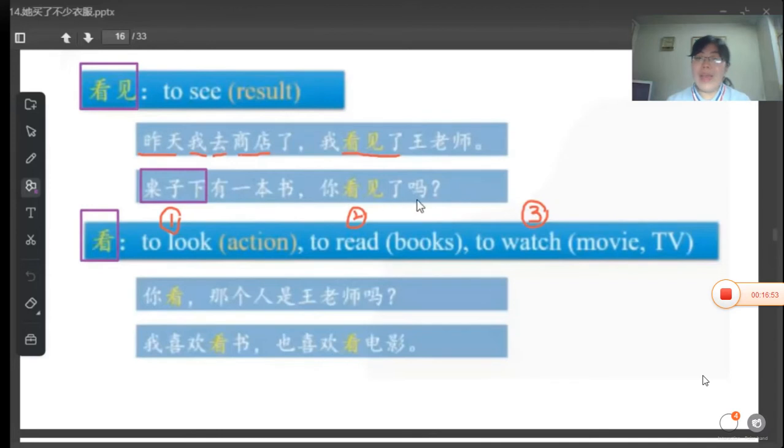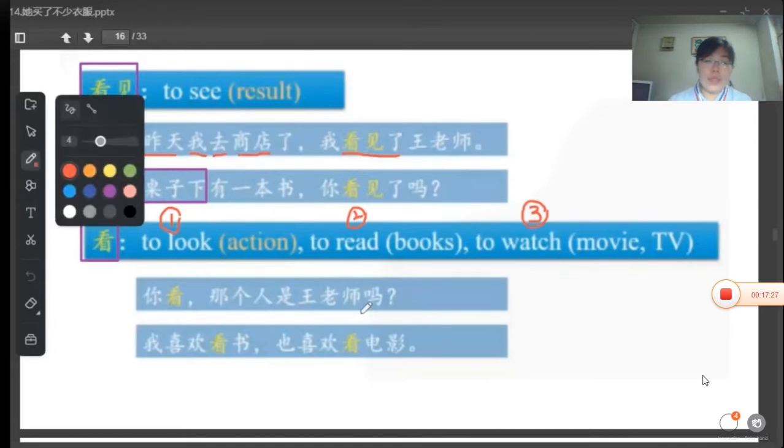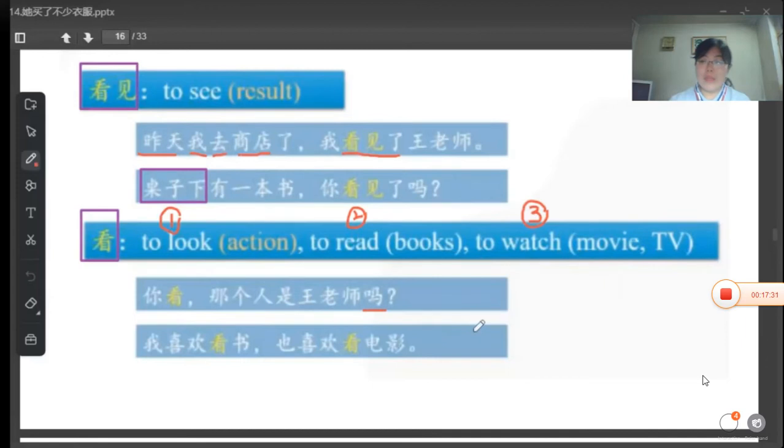About 看: 你看, it means you look. 你看 points to this action. 那个人是王老师吗？That person is teacher Wang? We can say there is a ma at the end of the question, asking for yes or no. 我喜欢看书, read books. 我喜欢看电影, watch movies. 看书 and 看电影. Okay, next one.